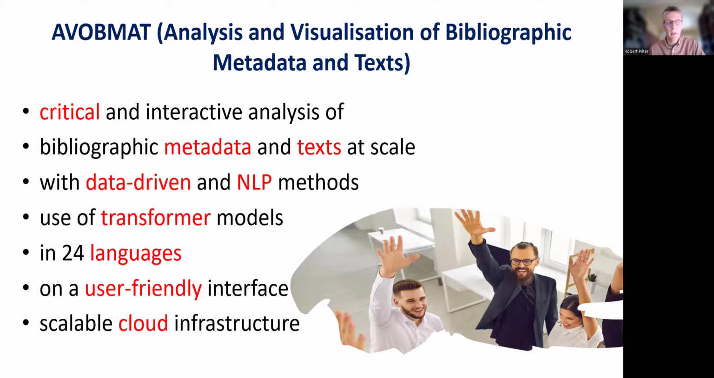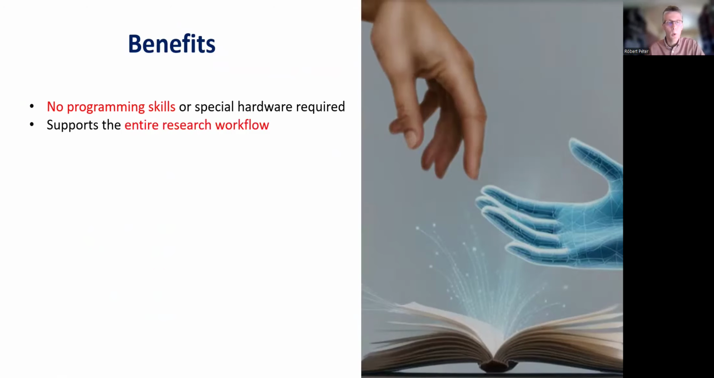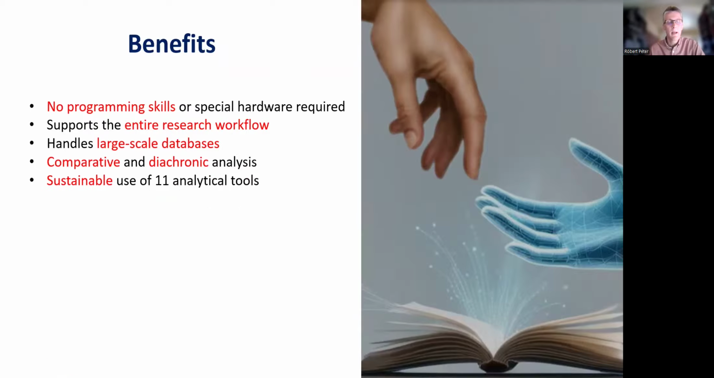It supports 24 languages. It has a user-friendly interface through a scalable cloud-based infrastructure. What makes avobmat useful for digital humanities is that users do not need coding skills or special hardware. It supports the whole research workflow. It handles large-scale databases. It enables comparative and diachronic analysis. avobmat is a sustainable research tool.